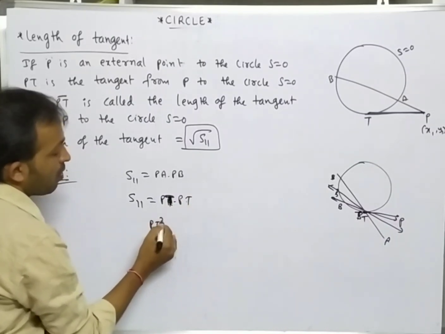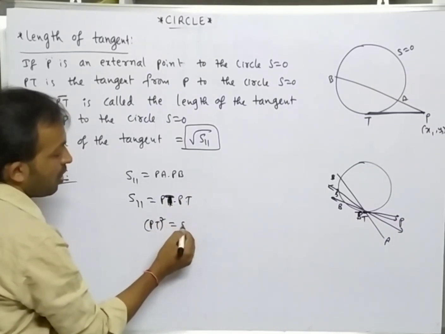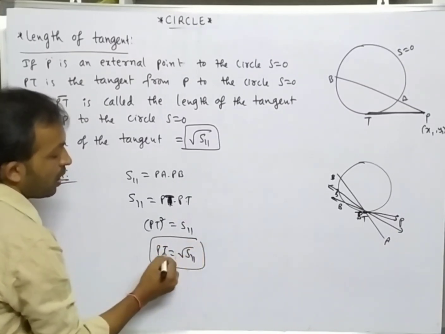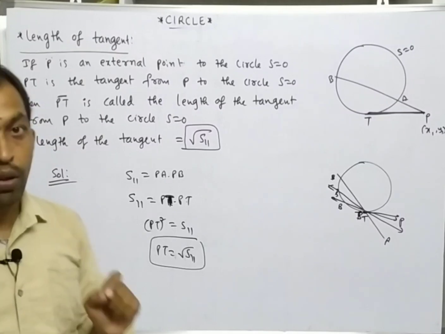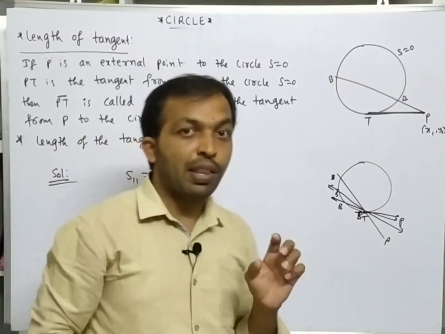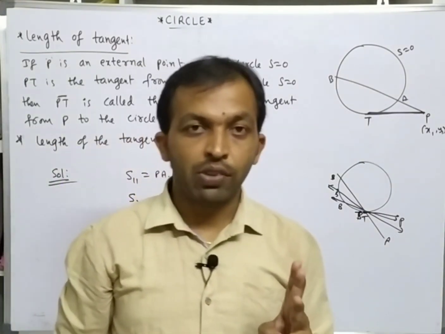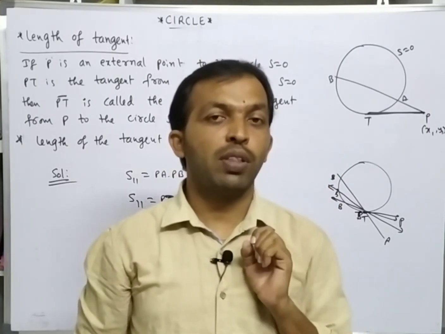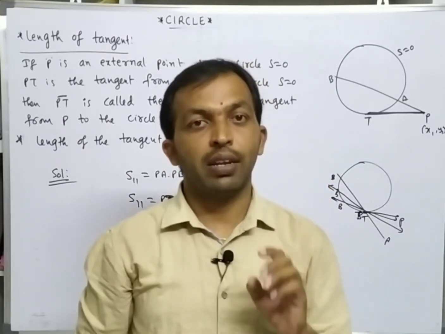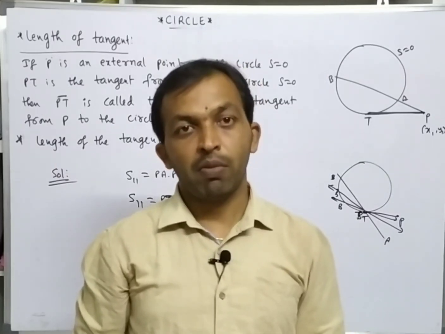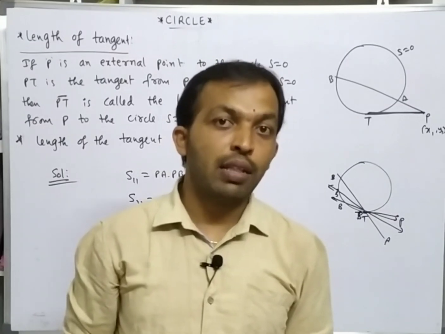So PT square, PT into PT square is equal to S11, then PT is equal to under root of S11. Therefore, the length of the tangent is equal to under root of S11. Remember this formula. So till now I explained clear concepts of notation, power of a point, position of a point with respect to the circle, and length of the tangent. So based on these 4 concepts, we will do some problems which are involved in exercise 1b.